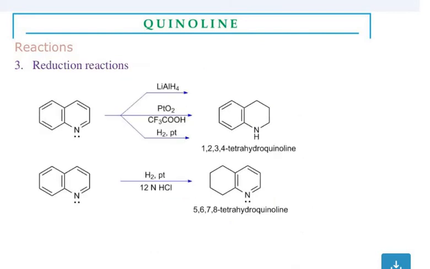Now, my friends, reduction reactions. There are many types of reductions here. In the presence of lithium aluminium hydride, or platinum oxide, and hydrogenation in the presence of platinum, you will get 1,2,3,4-tetrahydroquinoline. Dehydrogenation occurs over platinum. In the presence of sodium in ethanol, you will get 5,6,7,8-tetrahydroquinoline.